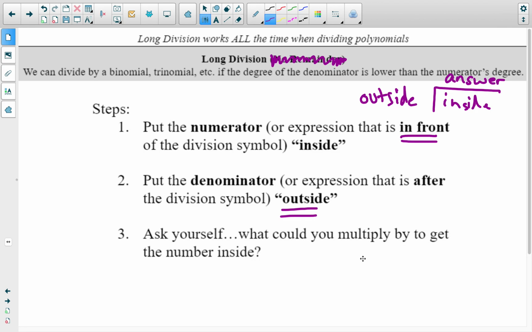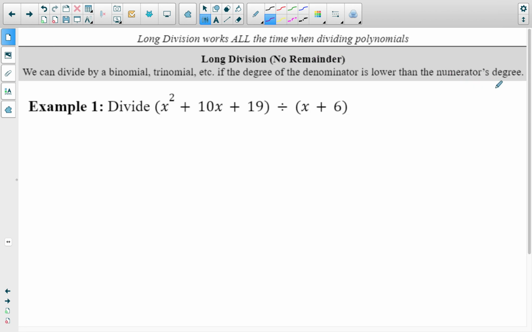If you want to draw this little diagram for yourself, that would probably be helpful. And then ask yourself, what could you multiply by to get the number inside? What could you multiply the outside by to get the number inside? Okay, take a look at this process together. So step 1, we're going to put the numerator or the expression that is in front right here, we're going to put that inside. Okay, so draw your division bar first, and then let's put this expression inside.